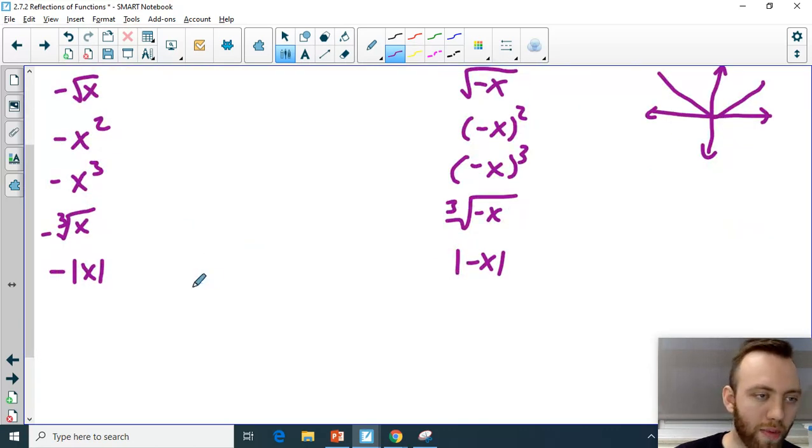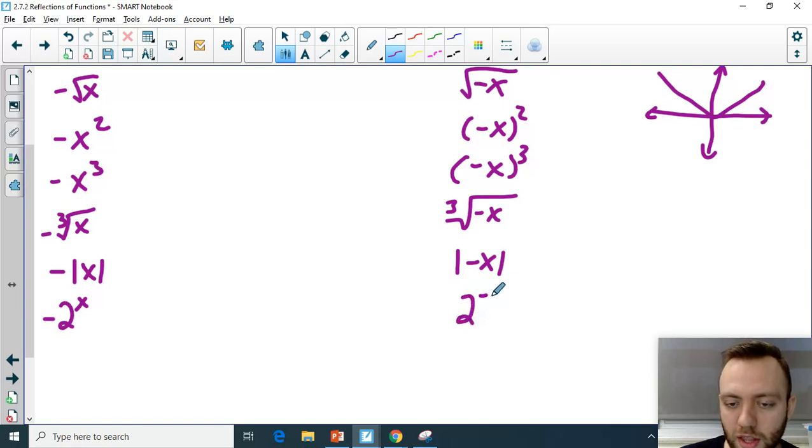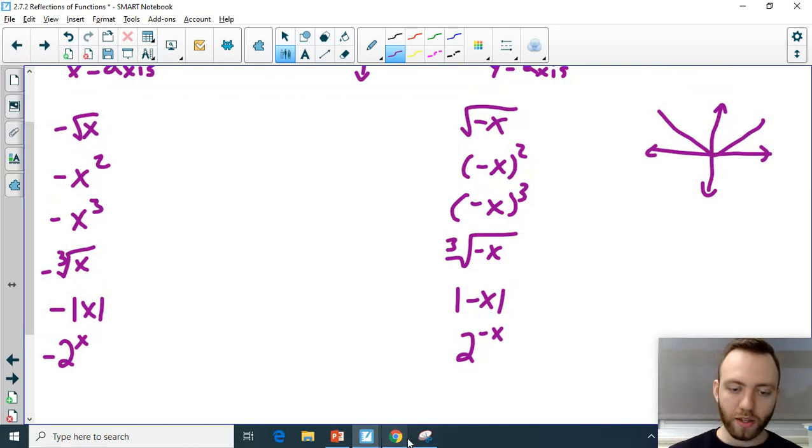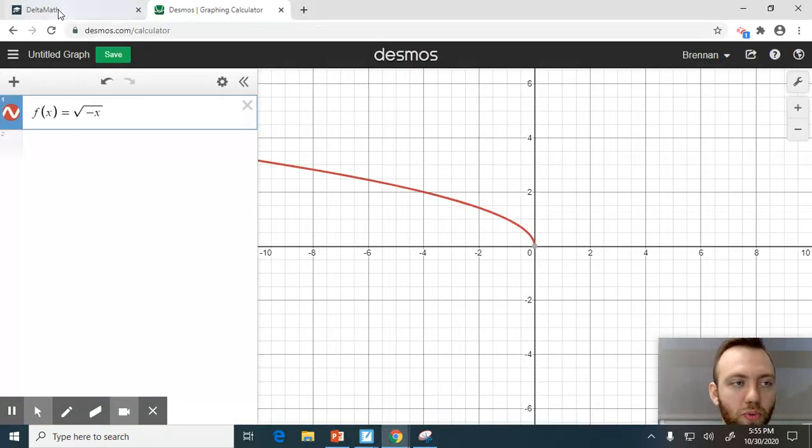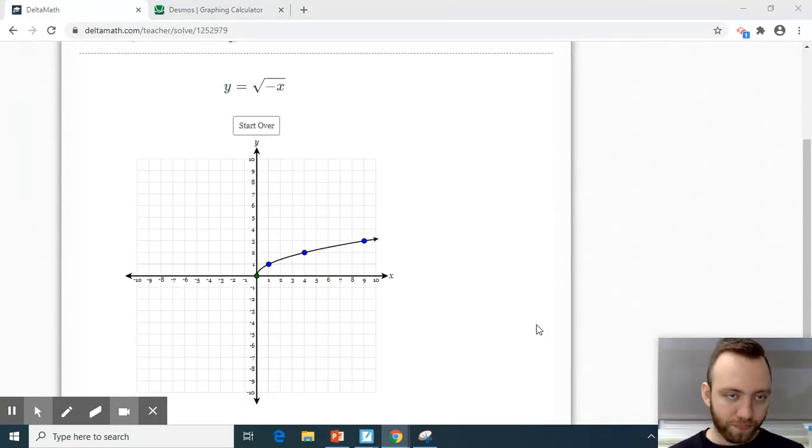So I think I might be missing one here, and that is our exponential. So on the outside would be negative 2 to the x, and on the inside with the x, the negative would be with the x up there. Now, let's just go through some Delta Math examples to make sure we know what we are doing.